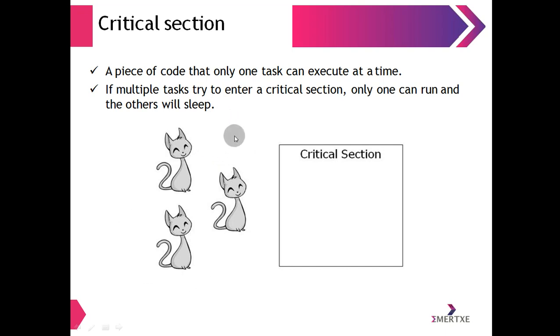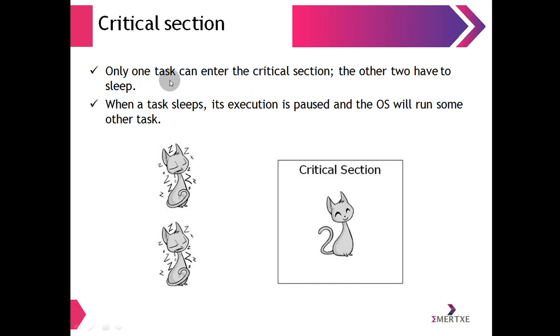Simple. Suppose this is the critical section and there are three different tasks. These three cats are the tasks, and they are trying to get into the critical section, but only one can run and the others will sleep. Suppose this one goes into the critical section. The other two have to sleep, and when a task sleeps, its execution is paused and the OS will run some other task.